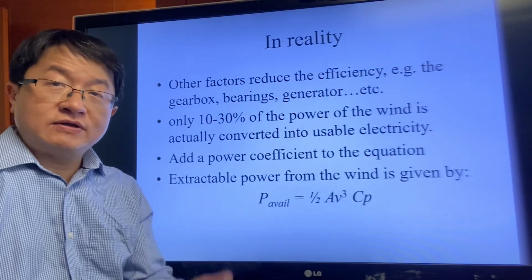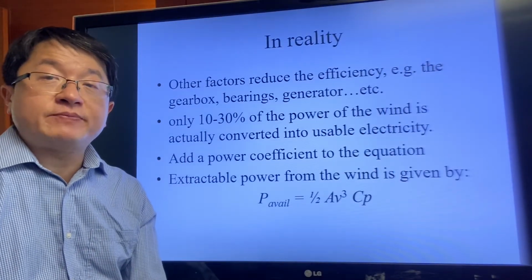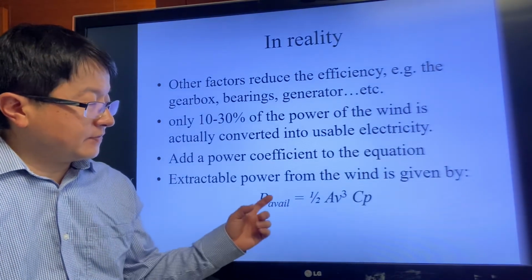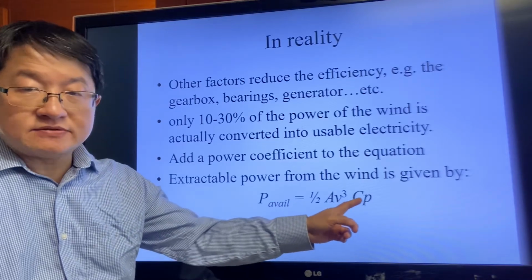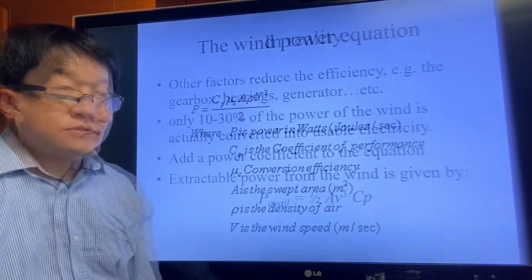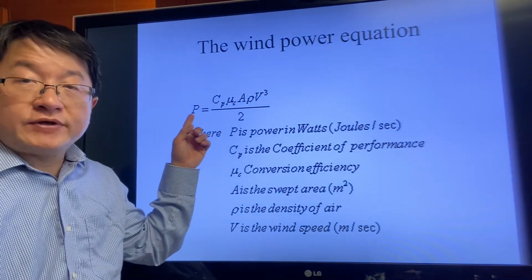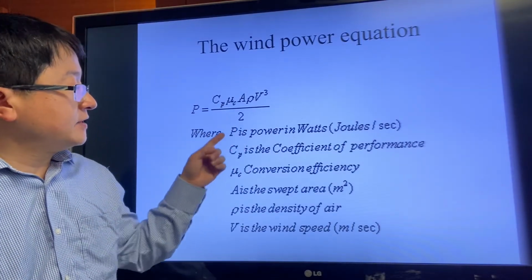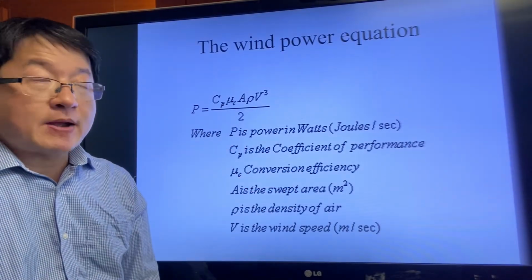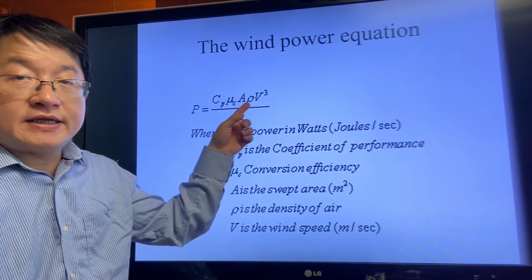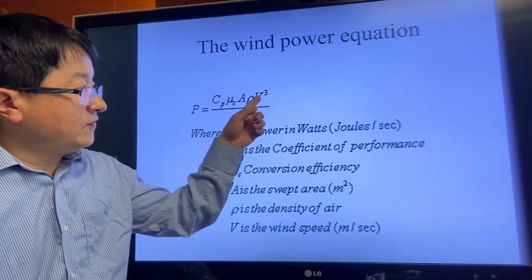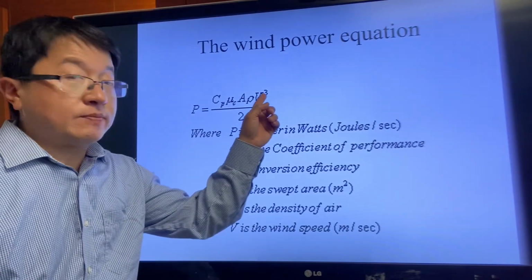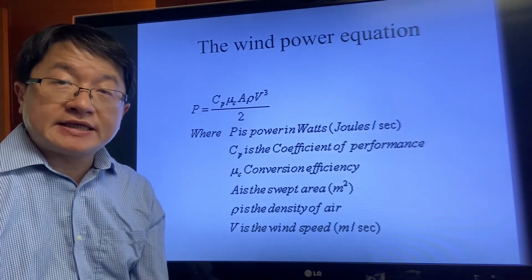In reality, only a very small fraction of the wind energy can be harvested by the wind turbine, let's say 10 to 30%, and the equation is given by this, where Cp is 10 to 30%, which is the power efficiency. The power of the wind energy is equal to Cp, the coefficient of performance, and mu, the conversion efficiency, multiplied by the area and the density of the air, and then velocity to the power of 3 over 2.